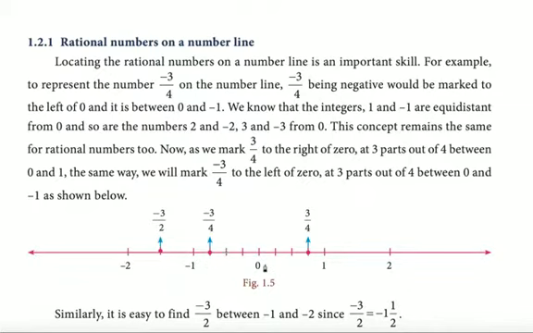Similarly, we can mark 3 by 4 also. Start from here, 0 to 1, make 4 equal divisions like this. 3 by 4 is the third division, right? So this is 3 by 4.